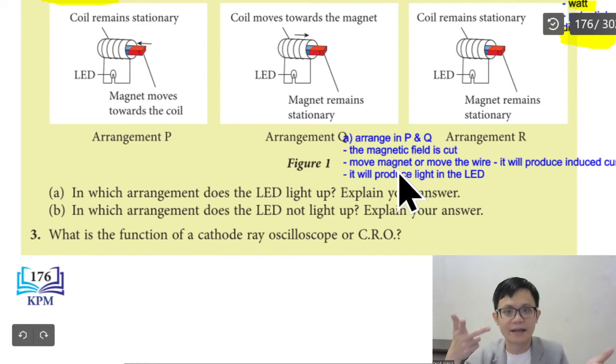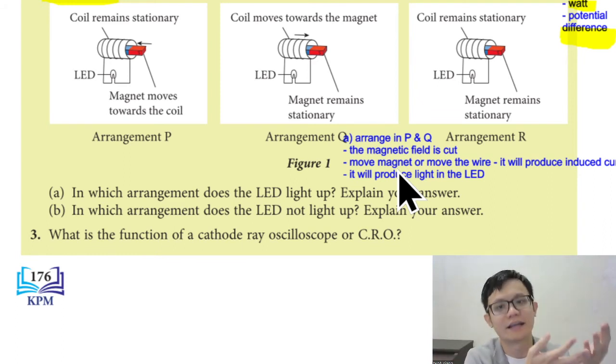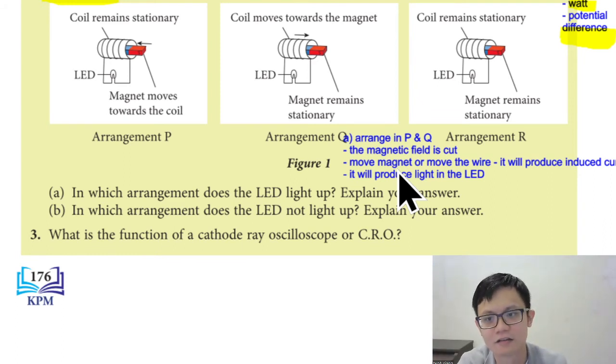Because you move the magnet. You move the magnet, then you cut the magnetic field, or you move the wire, then you cut the magnetic field. So I need to move the magnet or move the wire. You like, you want to move the magnet, you move the magnet. You move the wire, you move the wire. So this person says, I want to move the magnet.